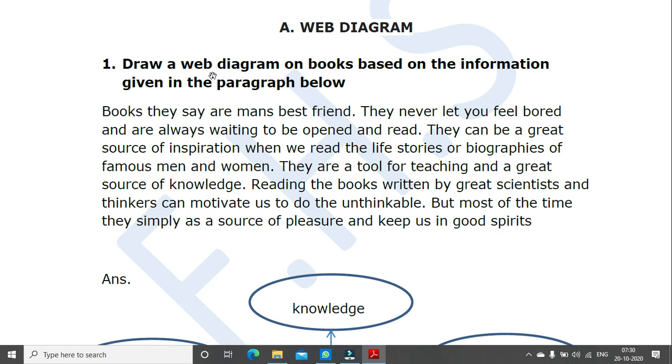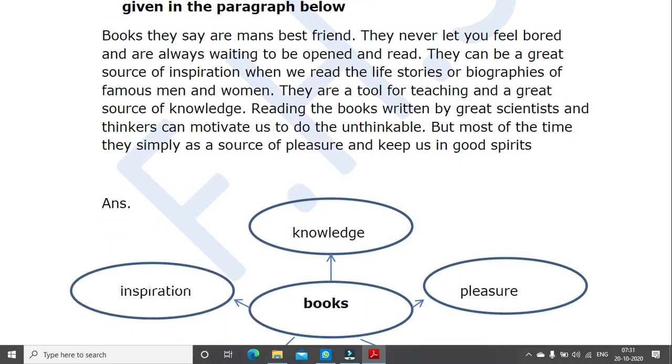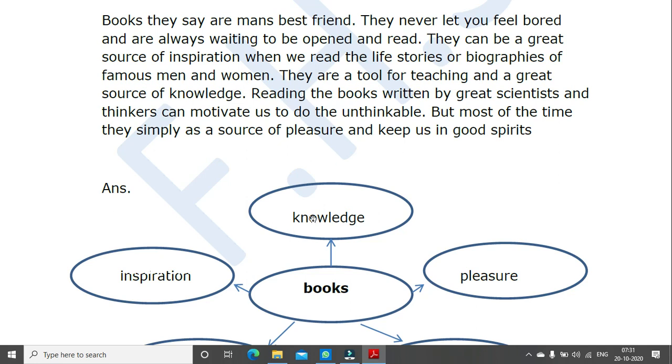Sometimes in this question they will tell you to draw a web diagram based on a given topic, so you know what your main point is. Sometimes they will not give you that. They'll just say read the paragraph and draw a web diagram. So you have to analyze after reading the passage what the title will be, what the passage is about. Very important. You have to have a title. In the passage there will be a title, but in your web diagram there will not be a separate title because the center of your web diagram is the title. Now as you see here, books.